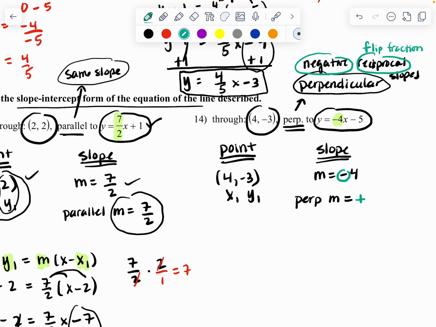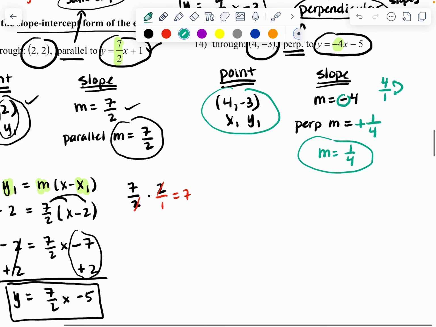Now you might be going, hey, 4 is not a fraction. Well, it kind of is. You can write it as 4 over 1, right? If I flip it, what am I going to get? I'm going to get 1 over 4. So my slope that I want is positive 1 over 4. So look, I have a point. I have a slope. Do you guys see the little pattern that we've got going here?